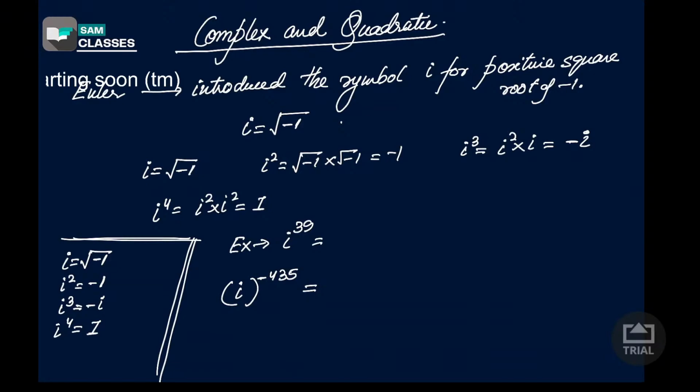Clear, everyone? Chalo. Now, these four values, do write them down. Important. And then find out what is the answer of this, and what is the answer of this. Clear? Chalo.